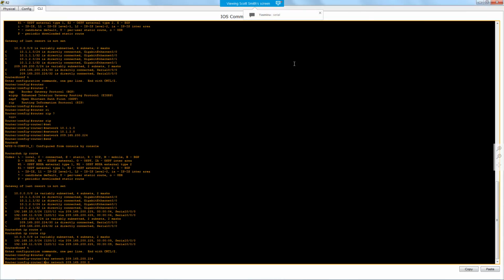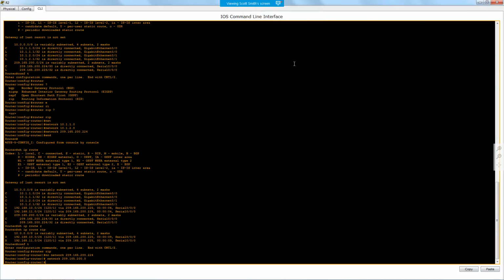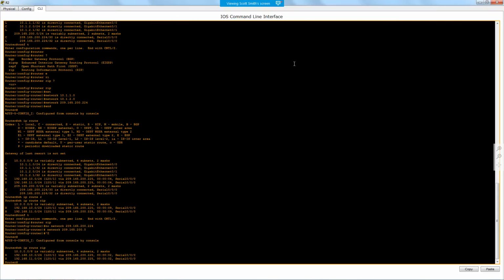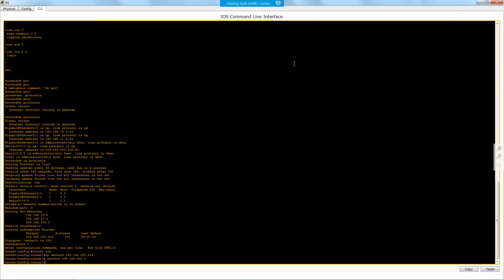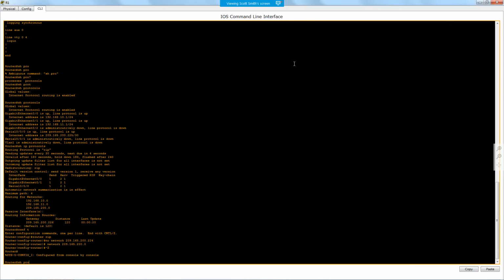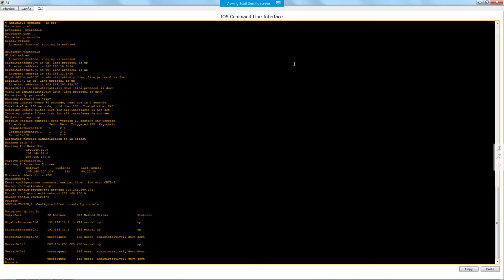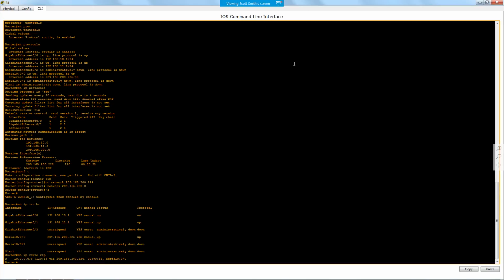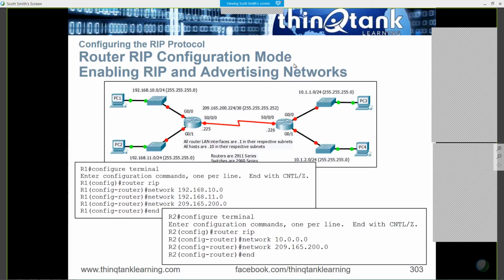Based on that definition, technically speaking, which interface would you assume is the only interface we need to run RIP on? The serial link, right? The one that goes to the other router. Okay? But that's actually not the case. The network statement does two things. It does tell the router which interface to run the protocol on. But it also tells the routing process which networks to advertise.